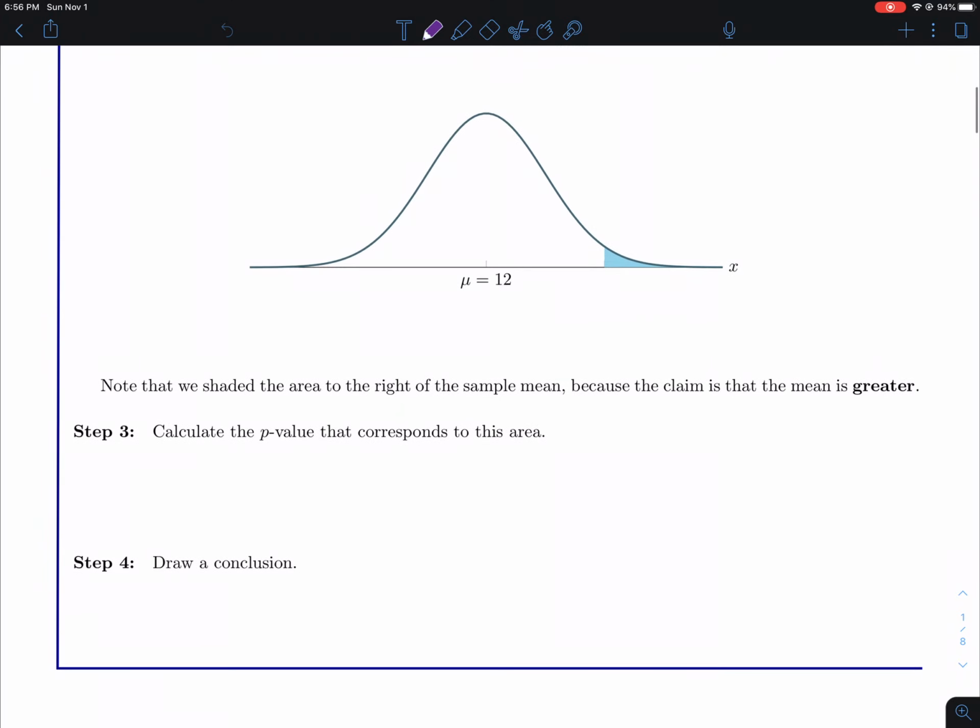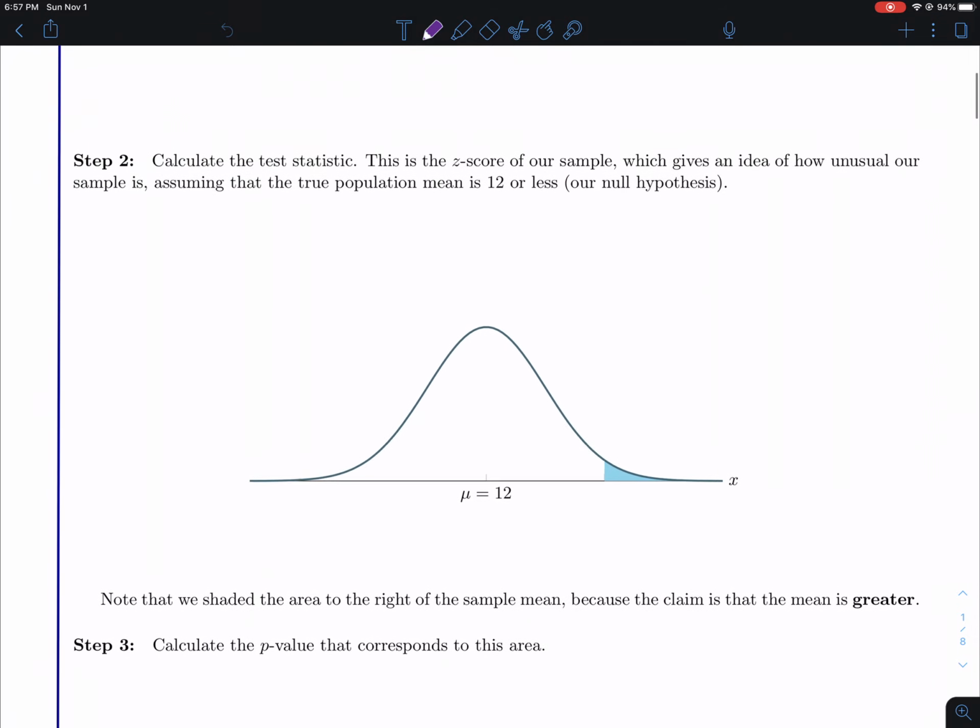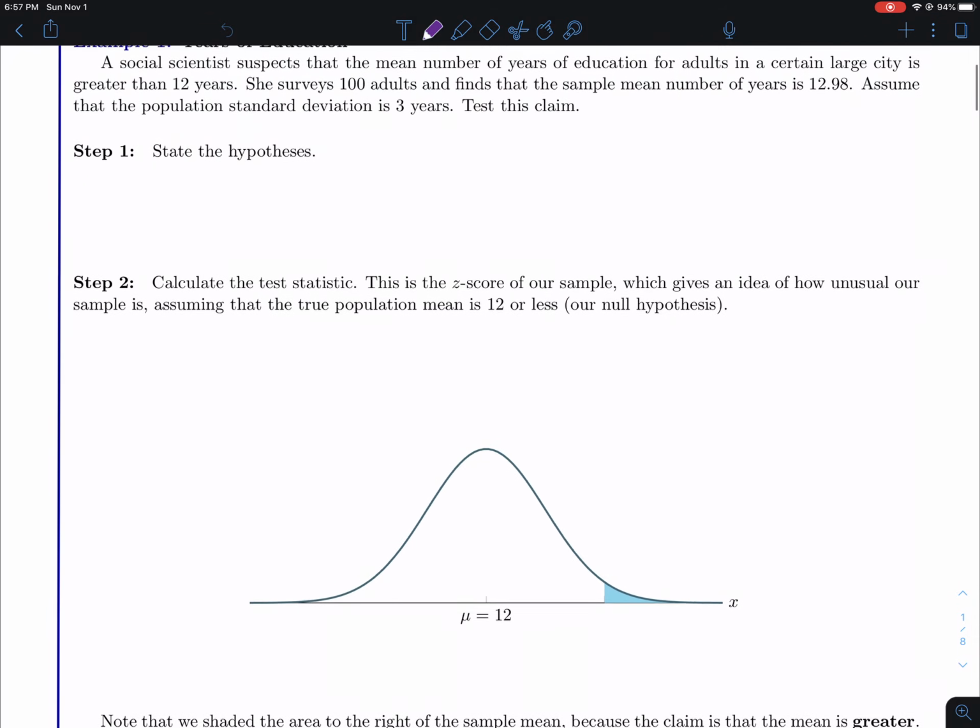Step 3, we're going to calculate the p-value that corresponds to this area that's shaded above, and see exactly where our data actually falls in this case. And then finally, step 4, we want to draw a conclusion about what we've actually done. All right, so let's take a look here so we can see what's going on.